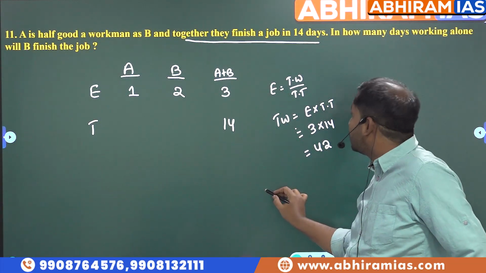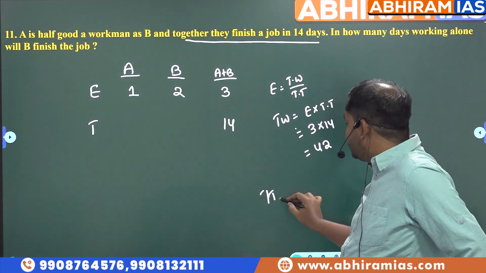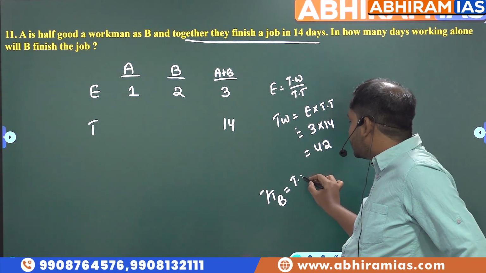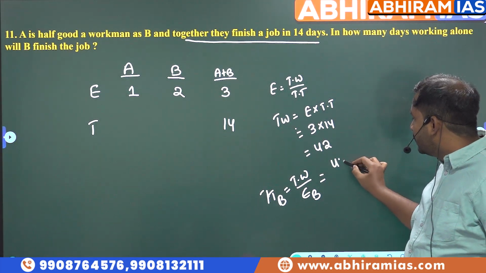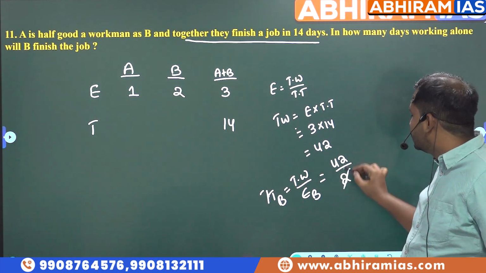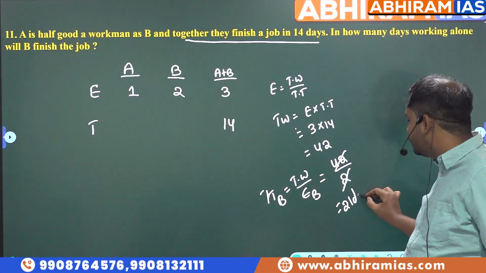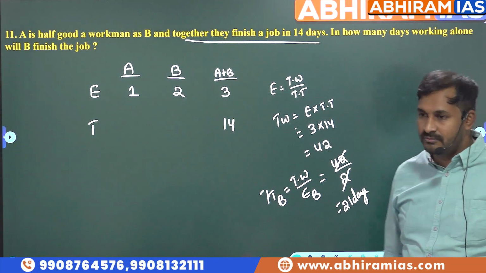Now they are asking us the time taken by B to finish the work. Total work by efficiency of B. Total work is what? 42. And what is the efficiency of B? 2. So B takes how many days to finish the job? 21 days to finish the job.